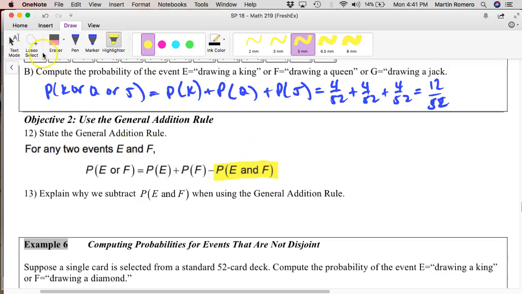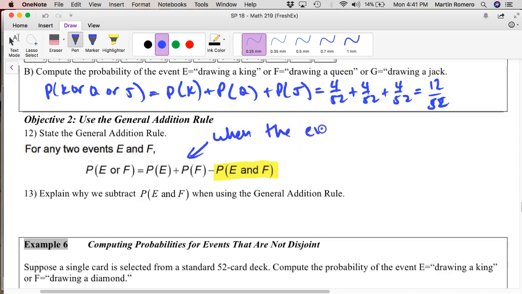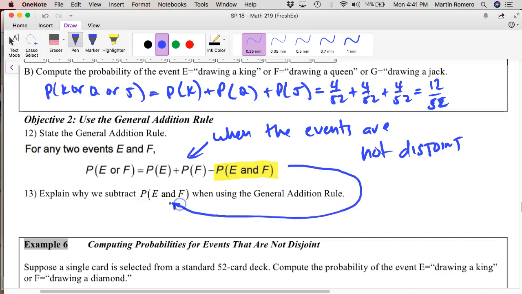In this case, again, use this rule when the events are not disjoint. There's some common part, and so what you end up doing is subtracting out any overlap. That's what we're doing here, explaining why we subtract this out. In this case, we need to subtract out because there is some overlap in those events.